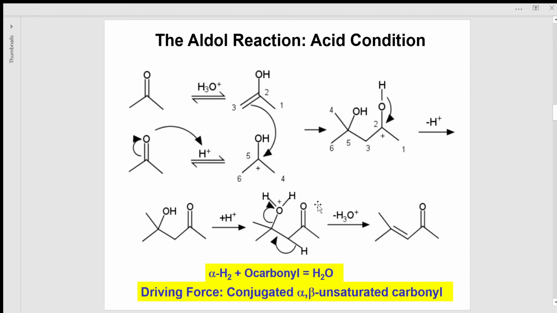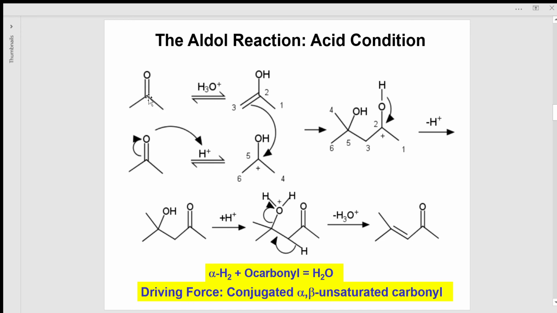So aldol reaction can also be catalyzed by acid. So this is the mechanism. I don't think our textbook has this mechanism. This is just the mechanism I came up with. Under acid condition, we will not have enolate because there is no base. We cannot deprotonate this hydrogen here.